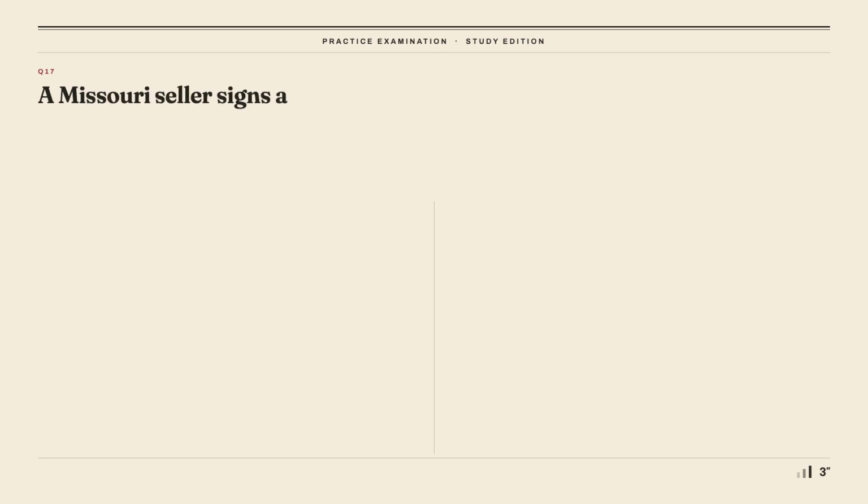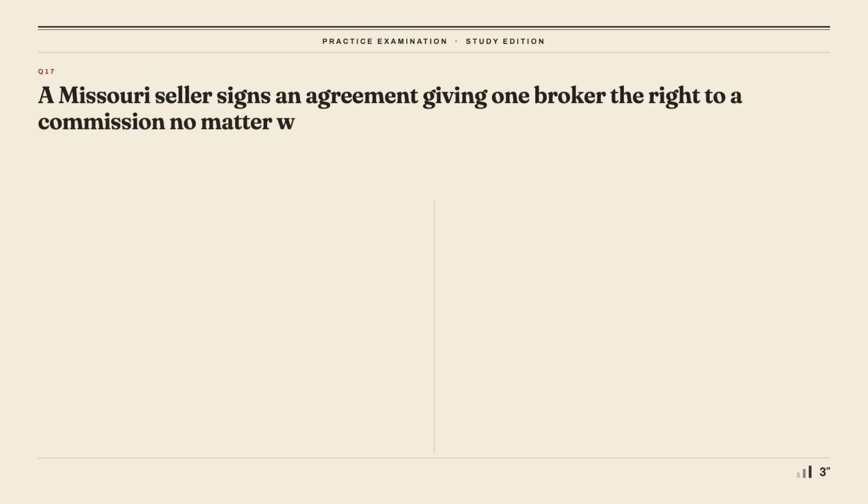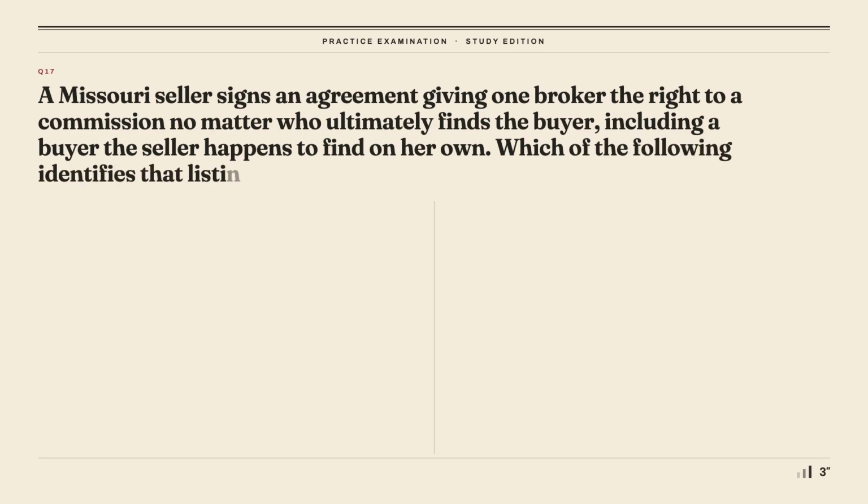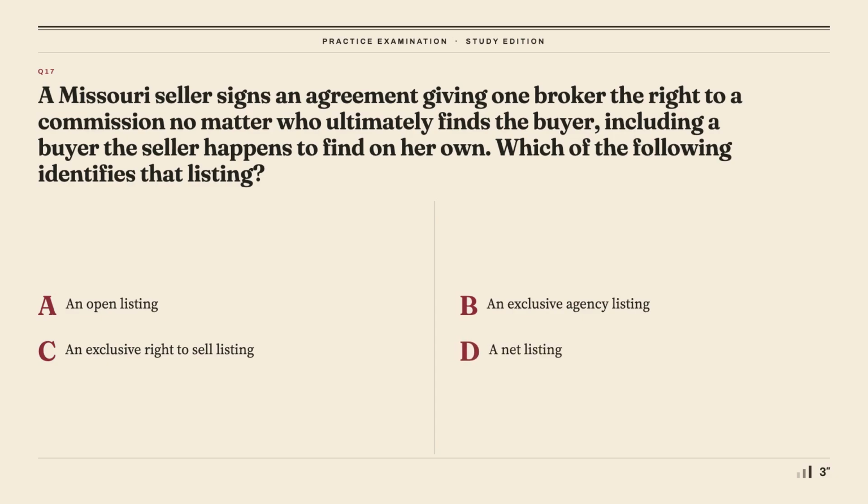Question 17. A Missouri seller signs an agreement giving one broker the right to a commission no matter who ultimately finds the buyer, including a buyer the seller happens to find on her own. Which of the following identifies that listing? Your options are A, an open listing, B, an exclusive agency listing, C, an exclusive right to sell listing, D, a net listing. Which one is it? Pause the video if you need more time.